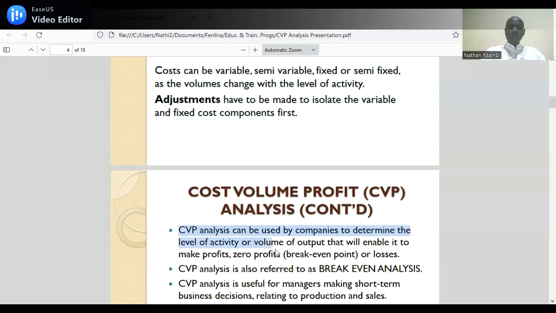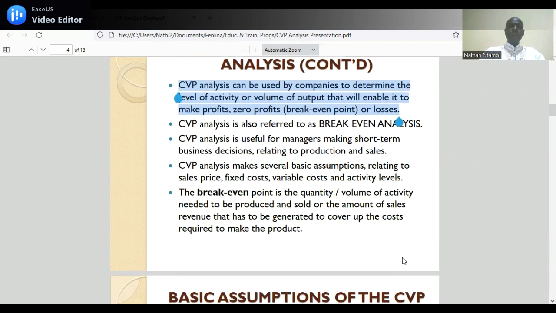CVP analysis can be used by companies to determine the level of activity or volume of output that will enable it to make profits, zero profits, which is the break-even point, or losses. CVP analysis is also referred to as break-even analysis. CVP analysis is useful for managers making short-term decisions relating to production and sales. CVP analysis makes several basic assumptions relating to sales price, fixed and variable costs, and activity levels.